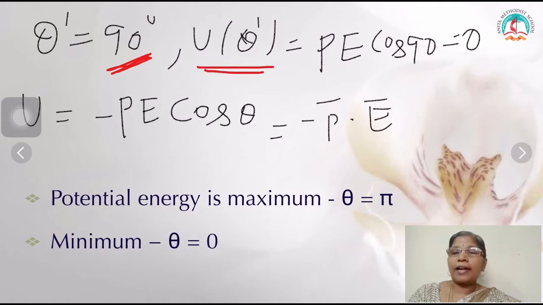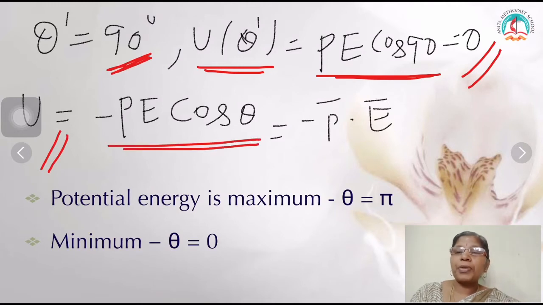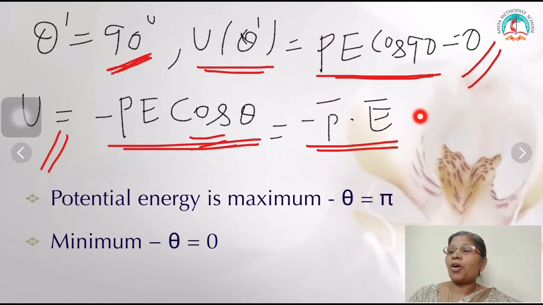Then the U of theta dash value is equal to PE cos 90. Cos 90 value is equal to 0. So what is the total energy I will get? Only minus PE cos theta. So the formula is minus P dot E, that is minus PE cos theta. Cos theta, how will you replace it? It is a dot product. So it is minus P dot E. Otherwise the formula is equal to minus PE cos theta.